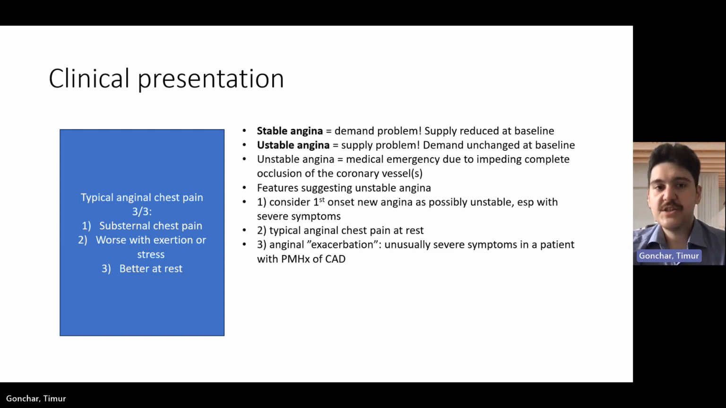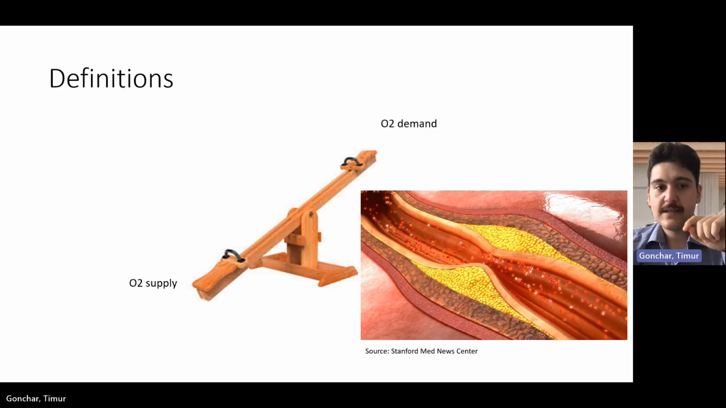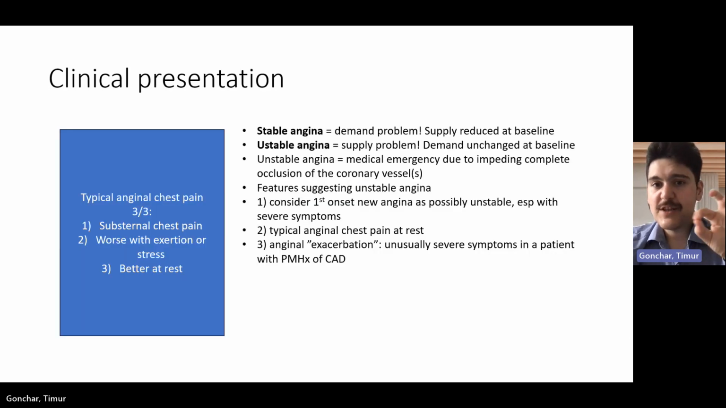First of all, we've got stable angina. Stable angina is a demand problem. These patients do have a vessel narrowing, so they have a supply problem, but the supply is reduced at baseline. Then they experience some physical or emotional stress. They increase their oxygen demand, and this is the demand problem. Then we've got unstable angina. Unstable angina is a supply problem because demand is unchanged at baseline, usually.